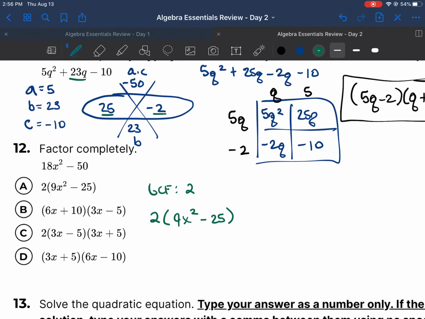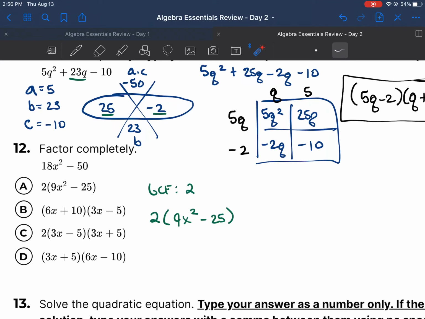And we now have a very special case here. This is called a difference of two squares. Notice that it's a difference, which means subtraction, and both the terms here are perfect squares. So you might ask yourself, well, what times what would give us 9x squared? Well, 3x times 3x would give us 9x squared. Similarly, 5 times 5 would give us 25.